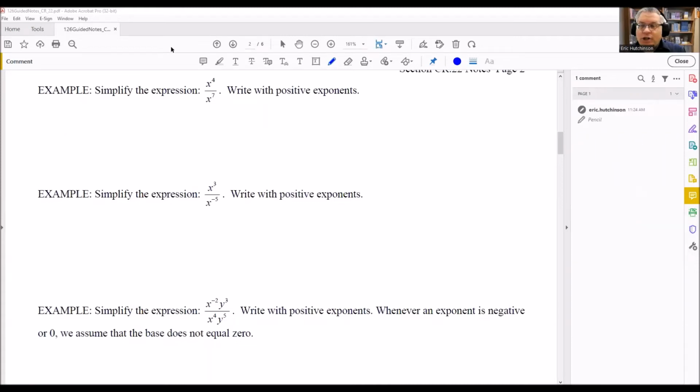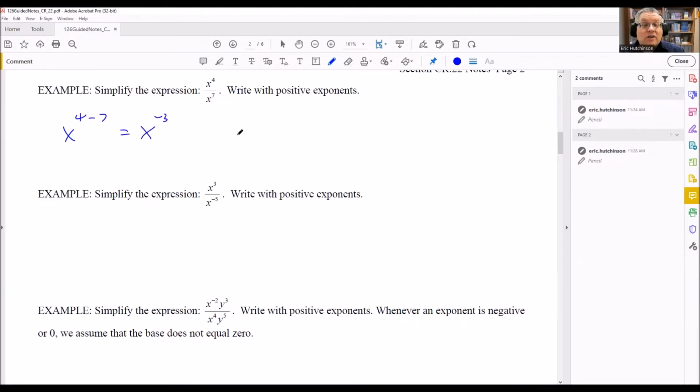For these problems, we need to subtract the exponents. This is going to be using the quotient rule for exponents, which means that you take the top power minus the bottom power. So for this, we're going to do x to the 4 minus 7, top one minus the bottom one. And that gives us x to the negative 3.